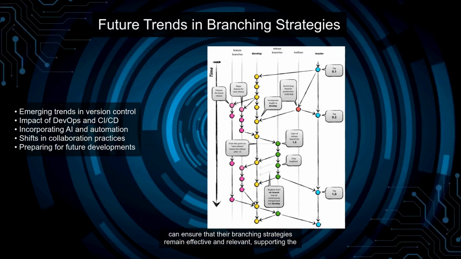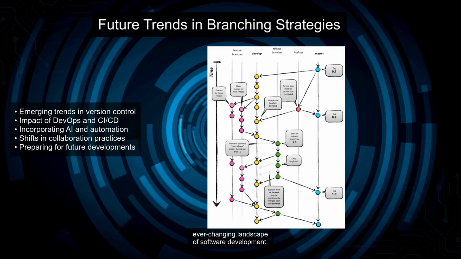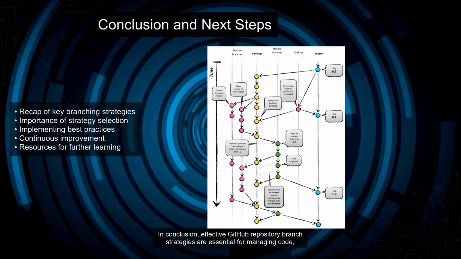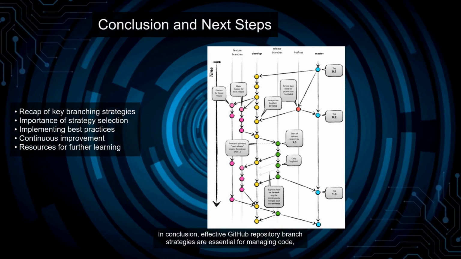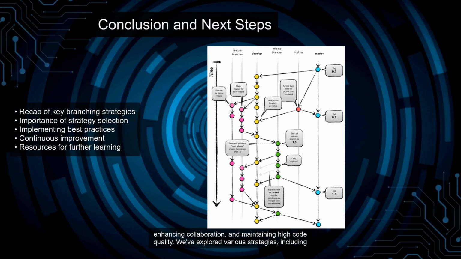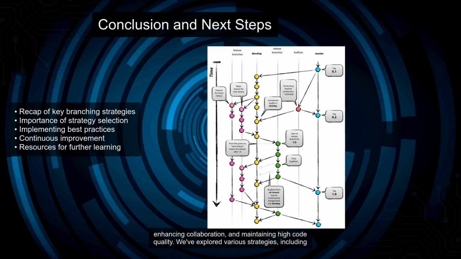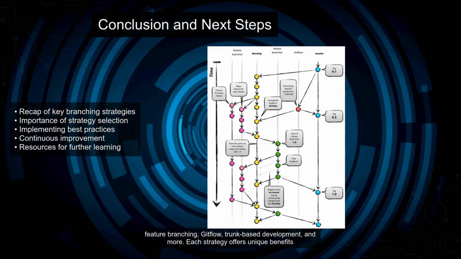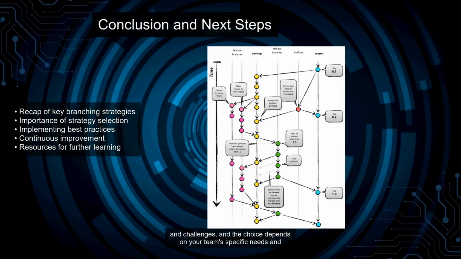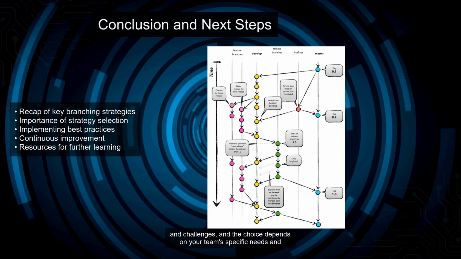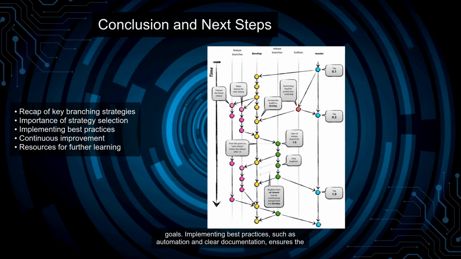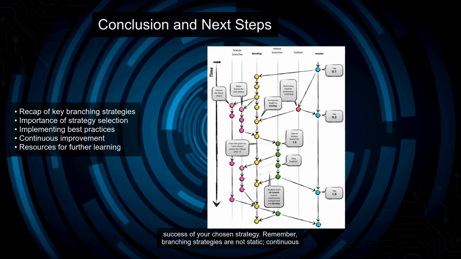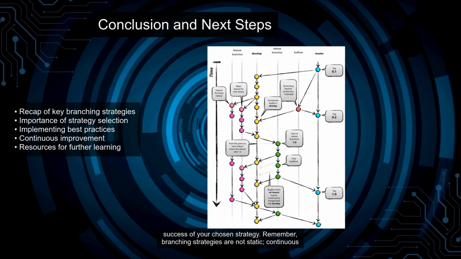By embracing these trends, teams can ensure that their branching strategies remain effective and relevant, supporting the ever-changing landscape of software development. In conclusion, effective GitHub repository branch strategies are essential for managing code, enhancing collaboration, and maintaining high code quality. We've explored various strategies, including feature branching, Gitflow, trunk-based development, and more. Each strategy offers unique benefits and challenges, and the choice depends on your team's specific needs and goals. Implementing best practices, such as automation and clear documentation, ensures the success of your chosen strategy.